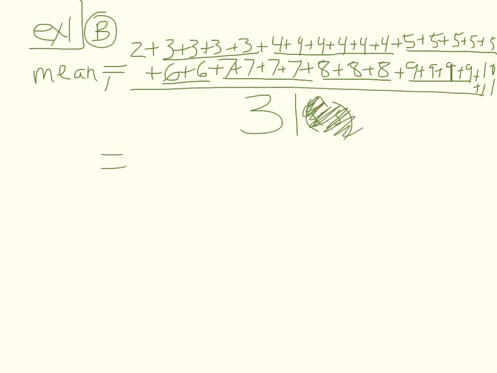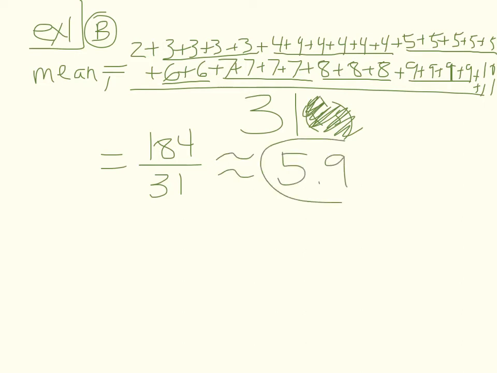So to keep going here, if you add up all those numbers together, you get 184, and then we're going to divide it by 31, and if you do that and you round, you get about 5.9 if we're rounding to the nearest tenth. So that's example 1B.